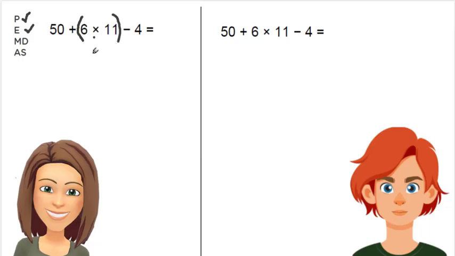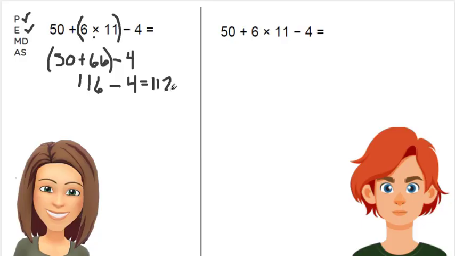So 6 times 11 is 66. And now I'm going to bring down everything else. Don't forget to bring down that 50 in the beginning here. And 50 plus 66 is 116, right? I'm going to bring that down. And again, you could do this to help organize. And now 116 minus 4 equals 112. And that's my answer. I've done everything, checked it off, everything in order.